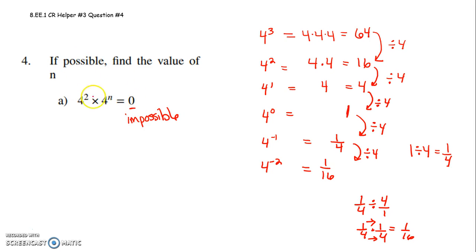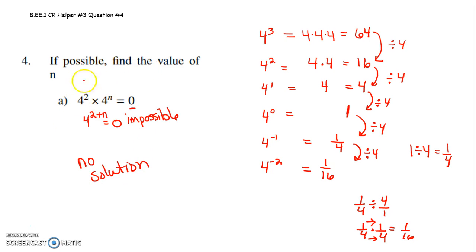So if possible, find the value of n. There's no value of n I could put here such that if I kept my base and added my exponents, it would ever get me to 0. It's impossible. There is no power of 4 that ever gets you to 0. So this would be no solution. There's no value of n.